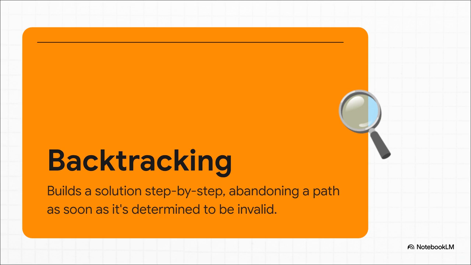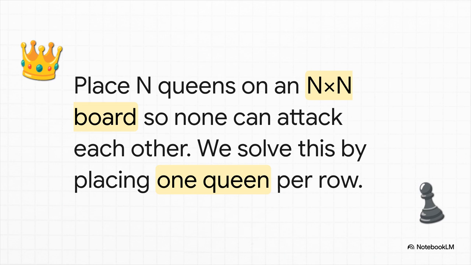Instead of exploring every single path to the very end, the moment you hit a wall, you immediately turn back and try another way. So here's the puzzle. Place n queens on an n by n chessboard so that no two queens are attacking each other. That means no two can be in the same row, same column, or on the same diagonal.